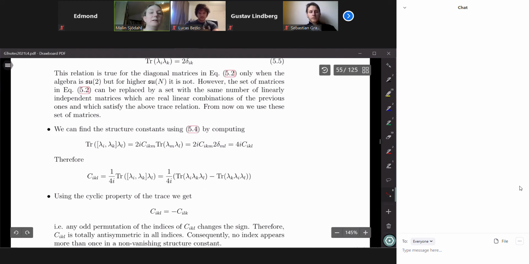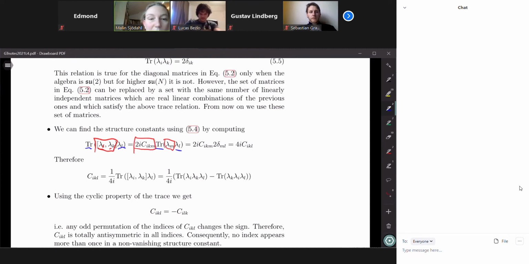So to prove that, we take the algebra relation. So then we have that [lambda_i, lambda_k] was 2i c_ikm lambda_m. So the stuff encircled in red was that equation. Then I multiply it on both sides with lambda_l, and then I take the trace of it. So that equation does hold, it comes from the algebra.